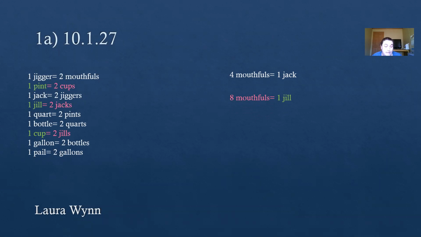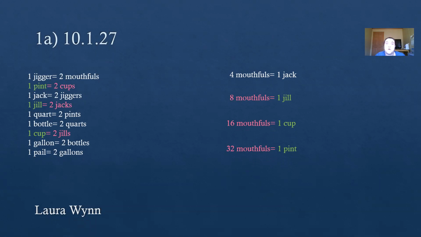Okay, our next one, it wants us to figure out how many mouthfuls are in a cup. So we know that there are 2 jills in 1 cup, and 1 jill is equal to 8 mouthfuls. So we just multiply that by 2. 8 mouthfuls times 2 gives us 16 mouthfuls is equal to a cup. The last one it wants us to do is how many mouthfuls are in a pint. And we look over here, there are 2 cups in 1 pint. So we just multiply 16 by 2, which gives us 32 mouthfuls is equal to 1 pint.